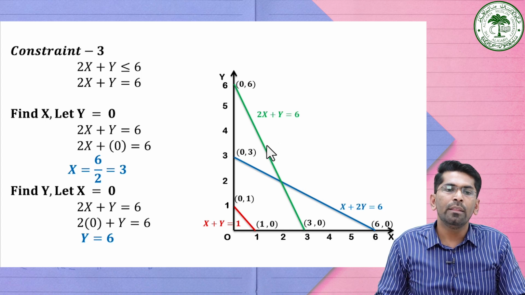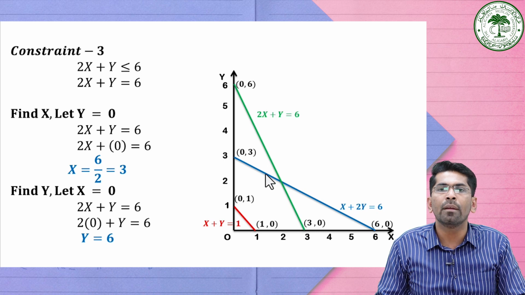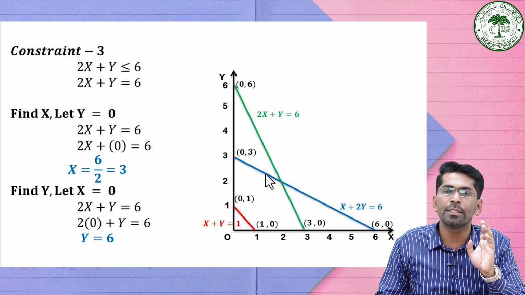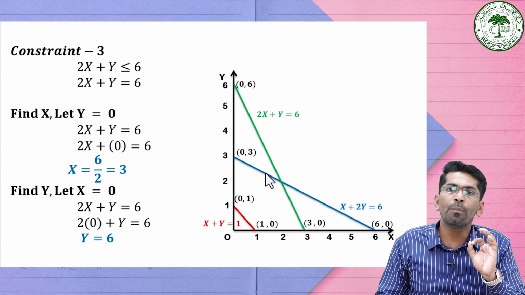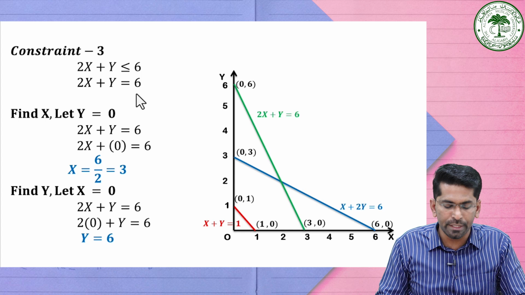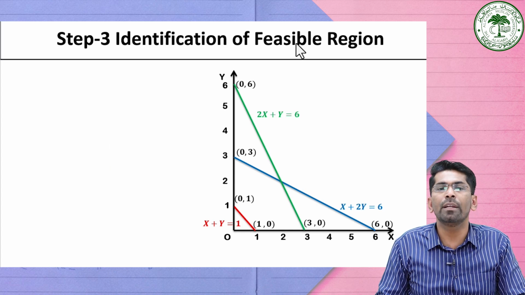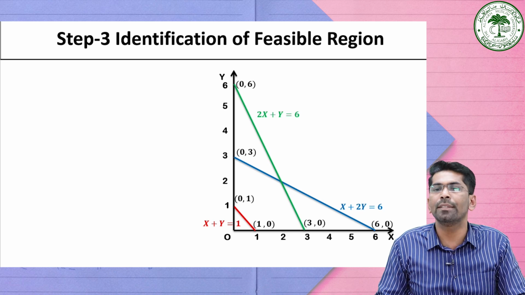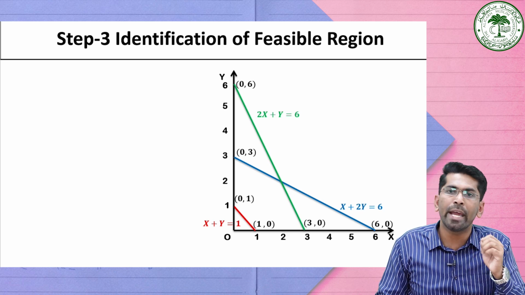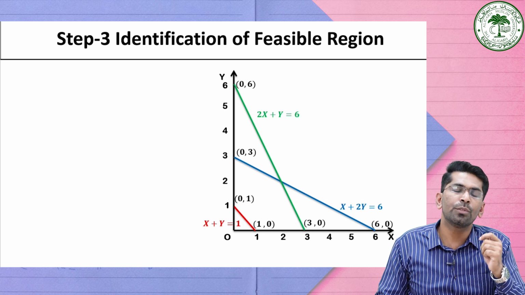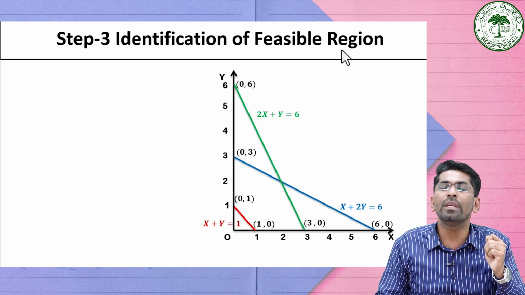Now see, these 2 lines, the green line and the blue line, where we are showing constraints number 2 and 3, both constraints are showing that it is less than or equal to 6. So we are going to identify a particular region which is known as the feasible region. After drawing these 3 lines, which represent 3 types of constraints, the next step is to go for identification of the feasible region.